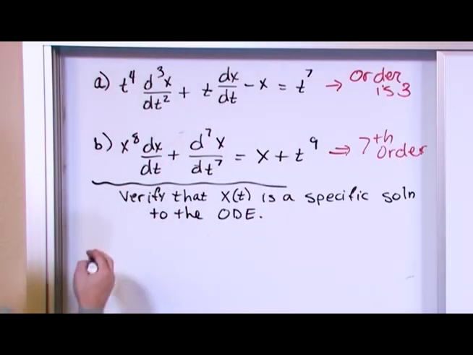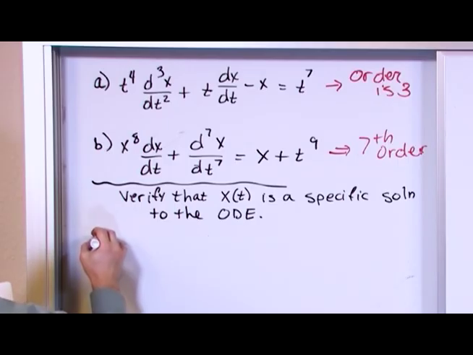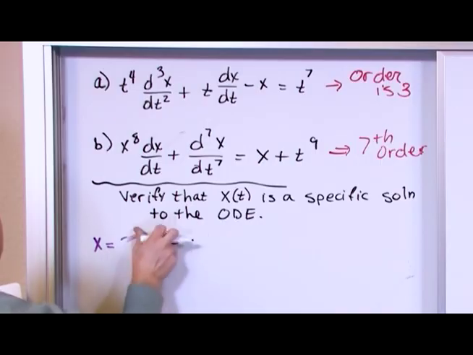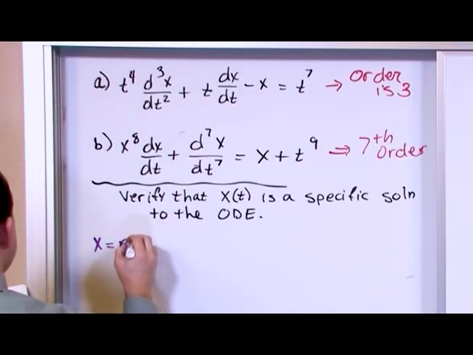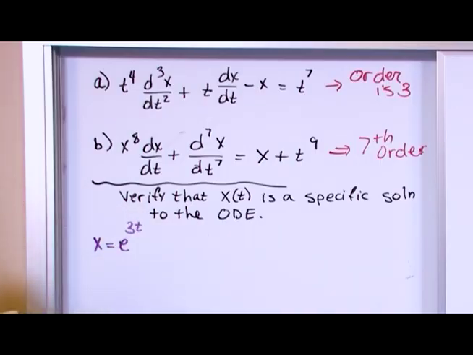So let's say in this problem I have x is equal to e raised to the 3t power. That's my solution.